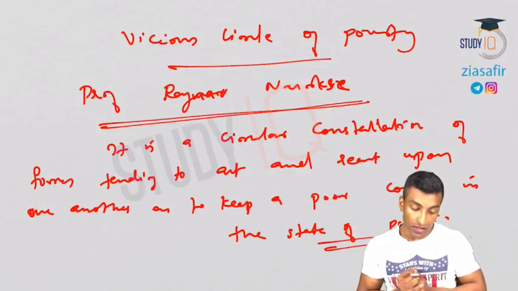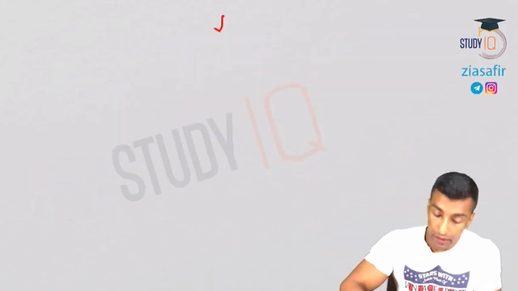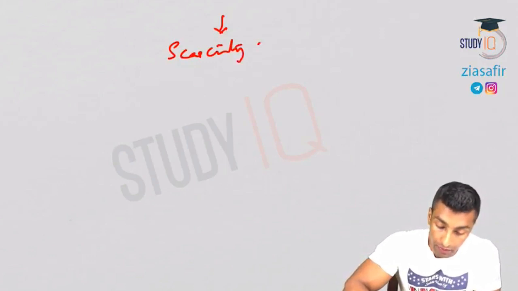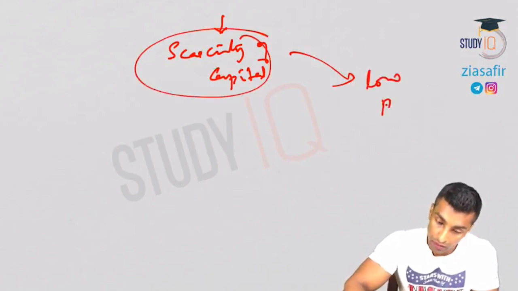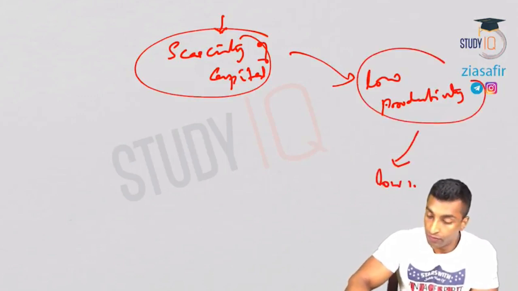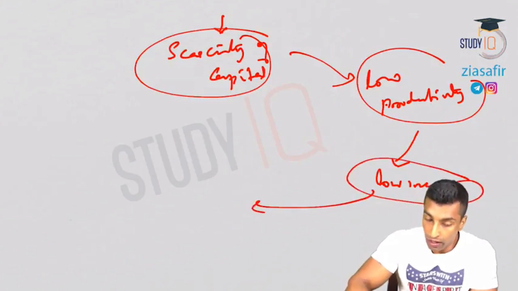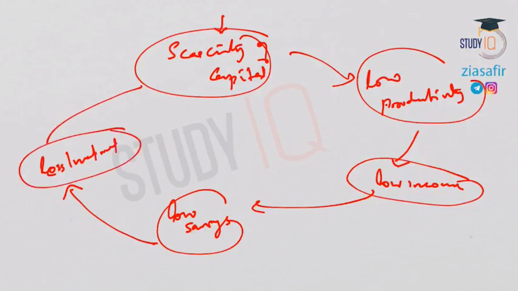Okay, so poor countries are poor because they are poor. They don't have investment capacity, so they are not investing, so they are remaining poor. Now here you can see the circle is like this: scarcity of capital, that leads to low productivity, that lead to low income, that lead to low savings, and that lead to less investment. Okay, all these are actually connected.